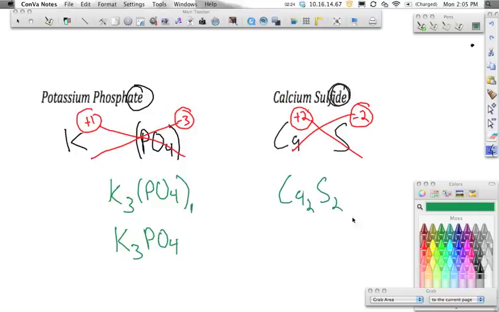Ca2S2. Now, when these oxidation numbers up here match up, that's a 2, that's a 2. I know this one's positive, that's negative, but the 2's match up. When you do that, go ahead and reduce it. So we'll reduce it down to CaS, which is calcium sulfide.